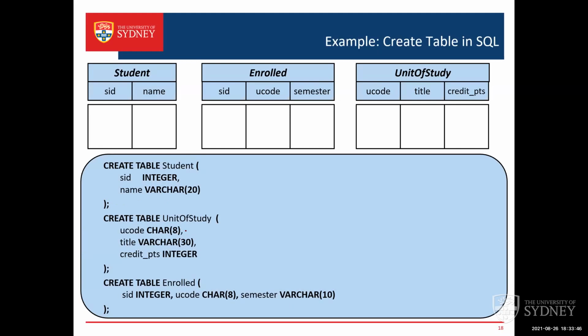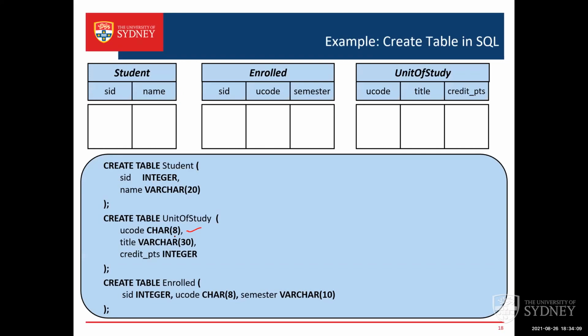Character 8, that is the thing that I explained, right? So unit code will always have 8 characters. This is how sometimes we ensure that unit code must have 8 characters, or let's say a phone number must have 10 characters. So we can ensure things like that using character 8.